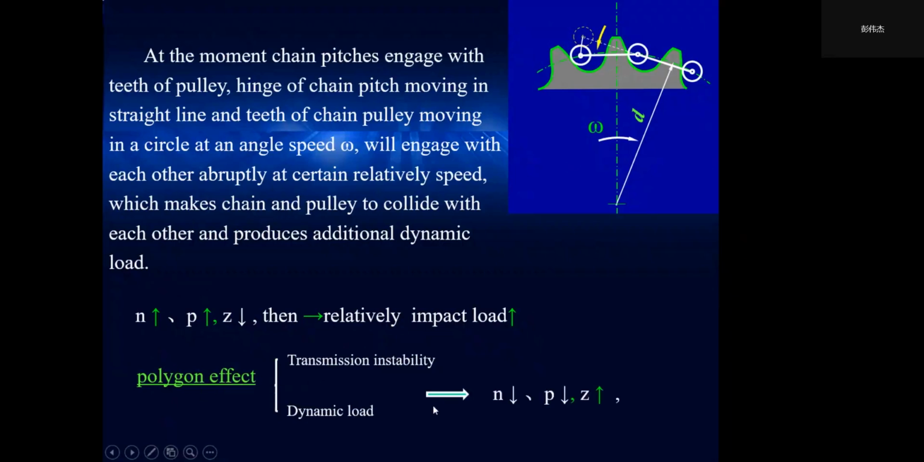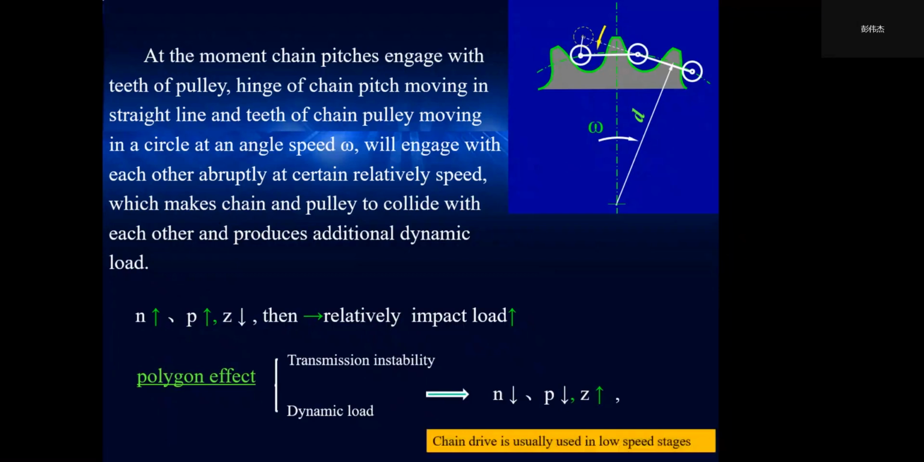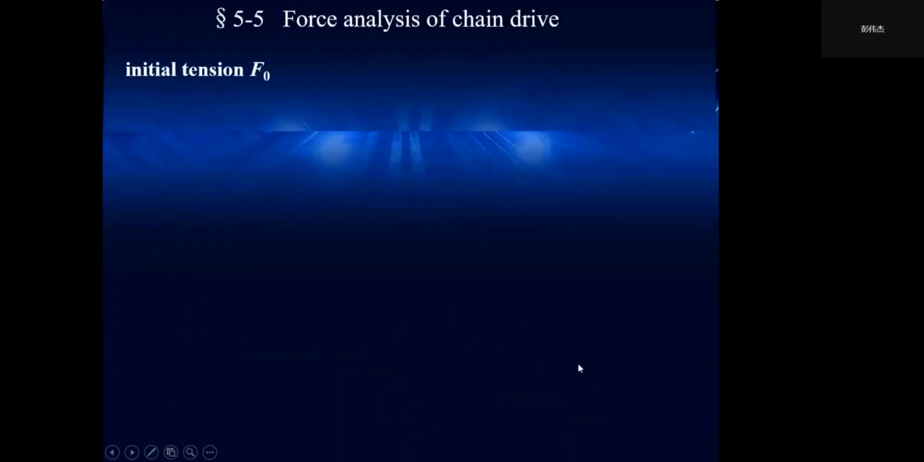The polygon effect will cause transmission instability and dynamic load. So in order to decrease the polygon effect, we should decrease N, decrease pitch P and increase the sprocket teeth number Z. And usually Z is more than 21.